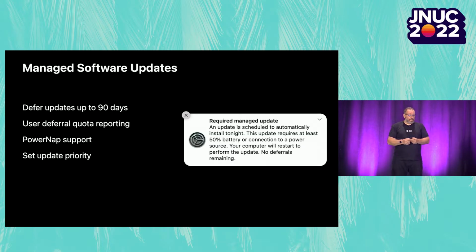Additionally, MDM commands for software update will now acknowledge and respond even if a device is in sleep or in power nap mode. Lastly, a priority status can be set for scheduling the priority of downloading and preparing the requested update.